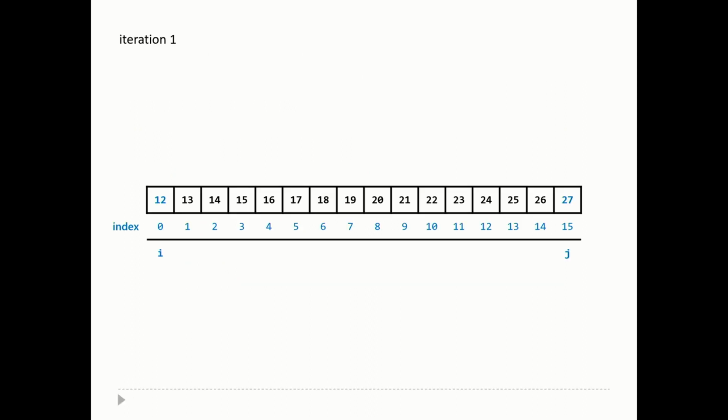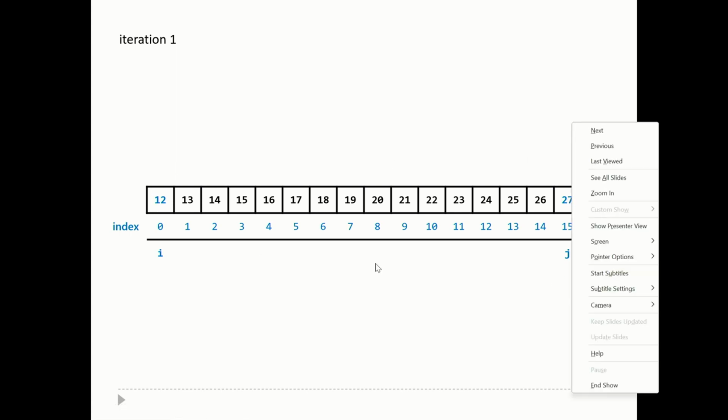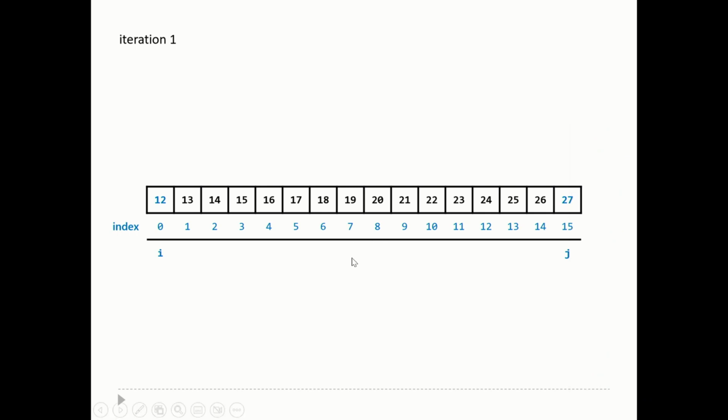I think there's a picture. Yeah, here there is. So on iteration 1, I'm going to swap that element and that element, i and j. So I switch them. And then the next iteration, i goes up by 1, j goes down by 1, I switch those two values. I goes up by 1, j goes down by 1, switch those two values. Eventually you get to here, so i is 7, j is 8, I switch those two values.